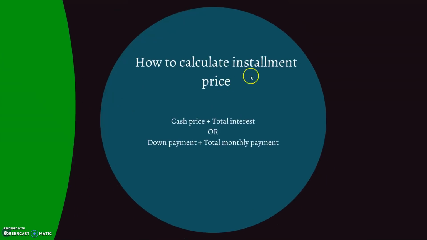And then next we have installment price. It is cash price plus total interest. So cash price, the price displayed at the store, plus an extra amount of money that you need to pay when you do it in an installment manner. Or we can also say that it is the down payment, the initial payment that you made, plus the amount of payment that you paid after that, the total monthly payments. So that is also equal to installment price. Basically, it is the cash price plus an extra amount of money that you need to pay. That is an installment price.